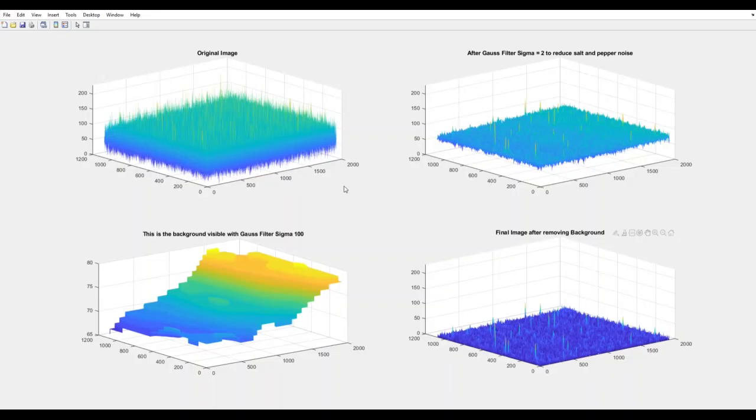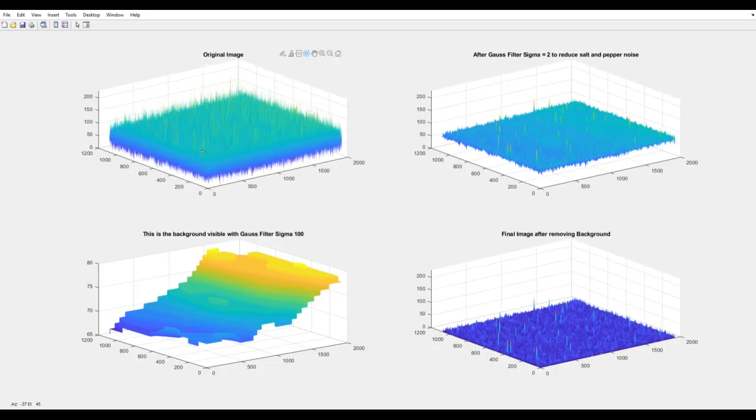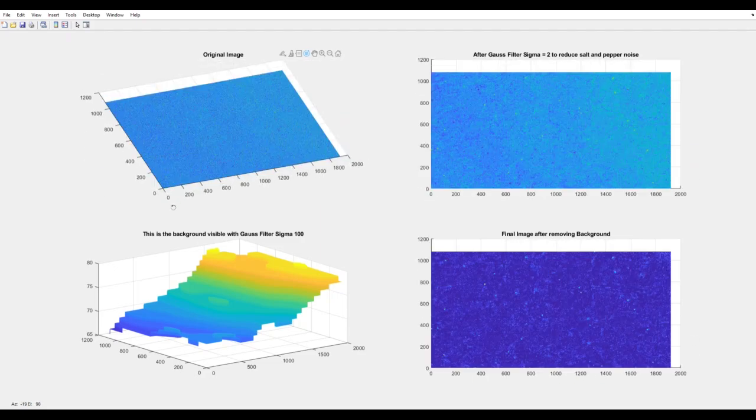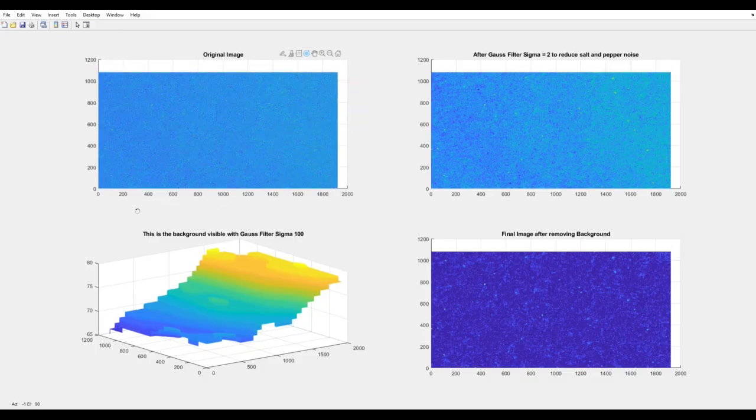the salt and pepper noise with a small diameter Gaussian filter, and then we did background correction by subtracting the image with a larger diameter Gaussian filter. This gave us a background corrected image that we need to further sharpen.